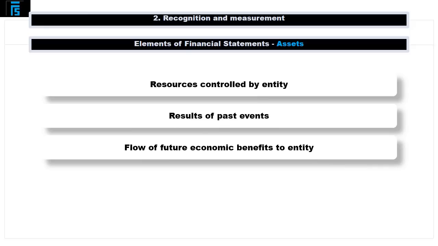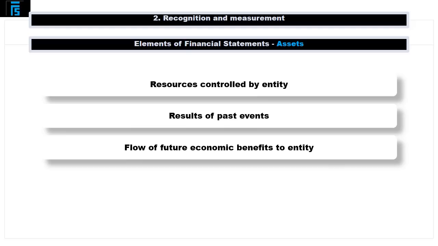For an asset to exist as an element of a company's statement of financial position, that company or entity needs to be in control of the asset, so it must have the power to dictate, for example, how the asset is deployed, who has access to it, or whether it should be sold or kept in the company.